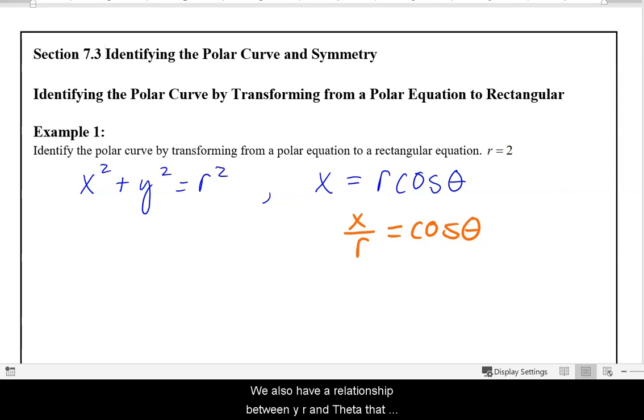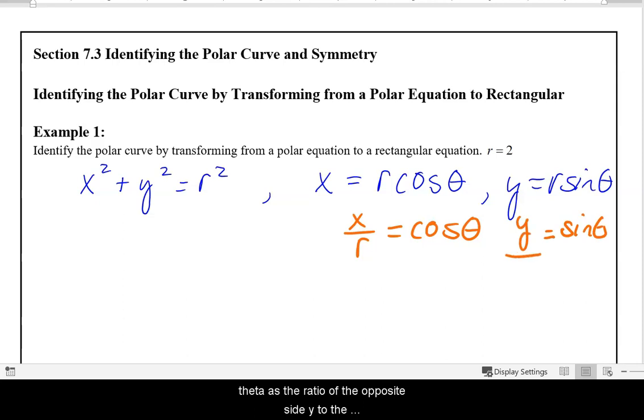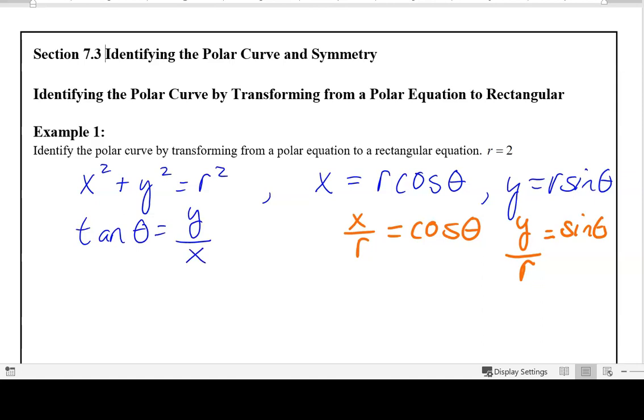We also have a relationship between y, r, and theta, that y is r times the sine of theta. And again, this relationship is coming from the definition of sine of theta as the ratio of the opposite side, y, to the hypotenuse, in this case r. Those three equations give us our basic relationships. We do, however, have a fourth relationship which we will occasionally need, especially when we're looking for slope. This is the one that says the tangent of theta is equal to y divided by x.